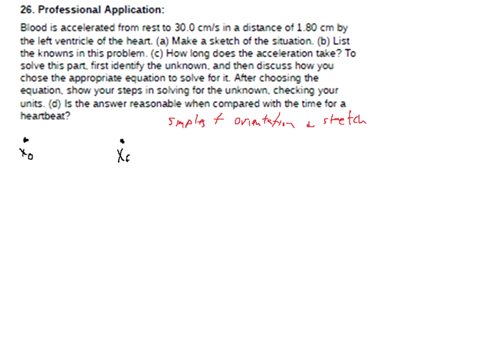All right, so now what are these? It says it goes a distance of 1.8 centimeters. So all this is saying, we know that delta x equals 1.80 centimeters. This doesn't tell us specifically what x initial and x final are, x naught and x final. So we could make those two whatever we want as long as the difference is 1.8.